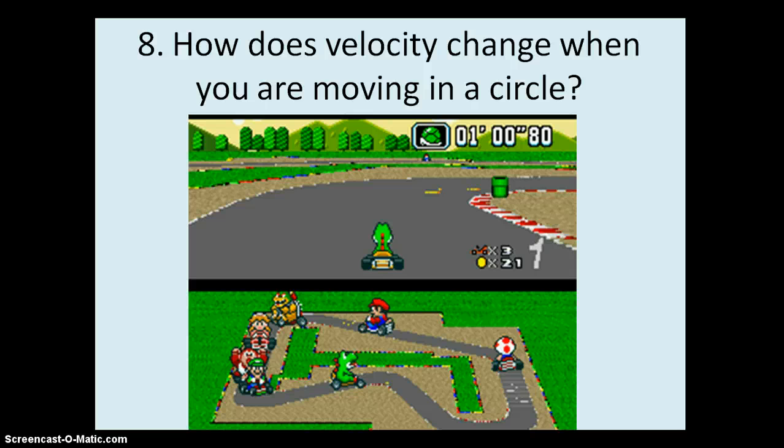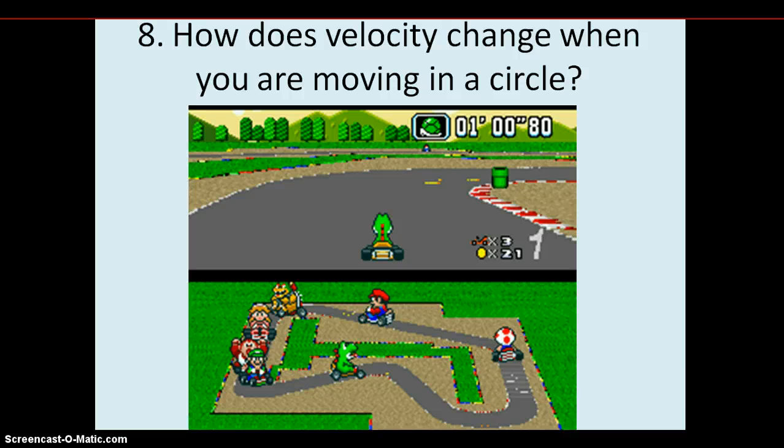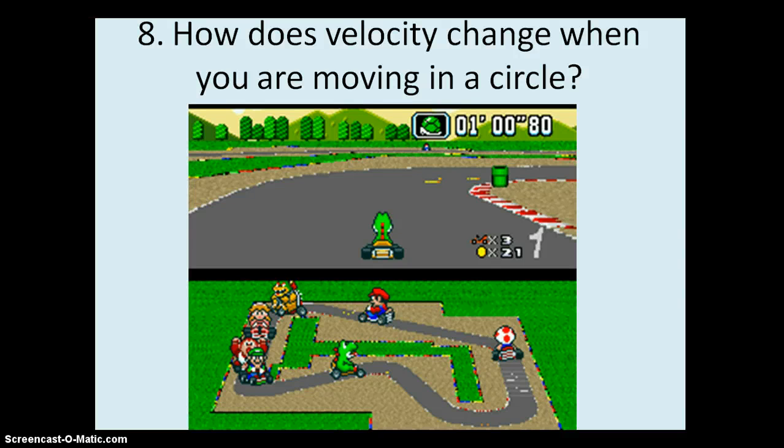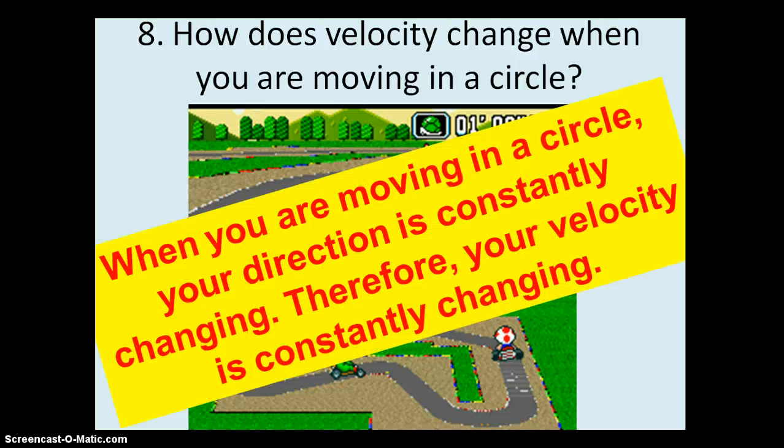Now, one of my favorite games, how does velocity change when you're moving in a circle? So if you're going around and around in a circle, how can velocity change? When you're moving in a circle, your direction is constantly changing. Therefore, your velocity is constantly changing. Because your direction changes from left, right, backwards, forwards, you're always changing your velocity.